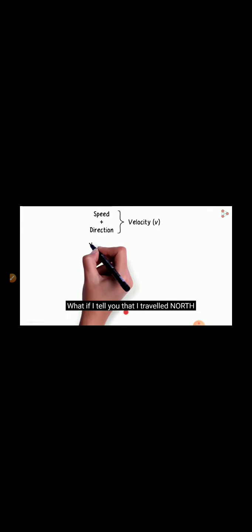What if I tell you that I traveled north at a speed of 50 meters per second for 1 minute? Would you be able to tell me where I landed up? Yes, you would know I have covered a total distance of 3,000 meters and landed up at this point. Velocity is speed with direction of motion. As such, velocity is direction aware. So when you mention velocity, you must keep track of direction.